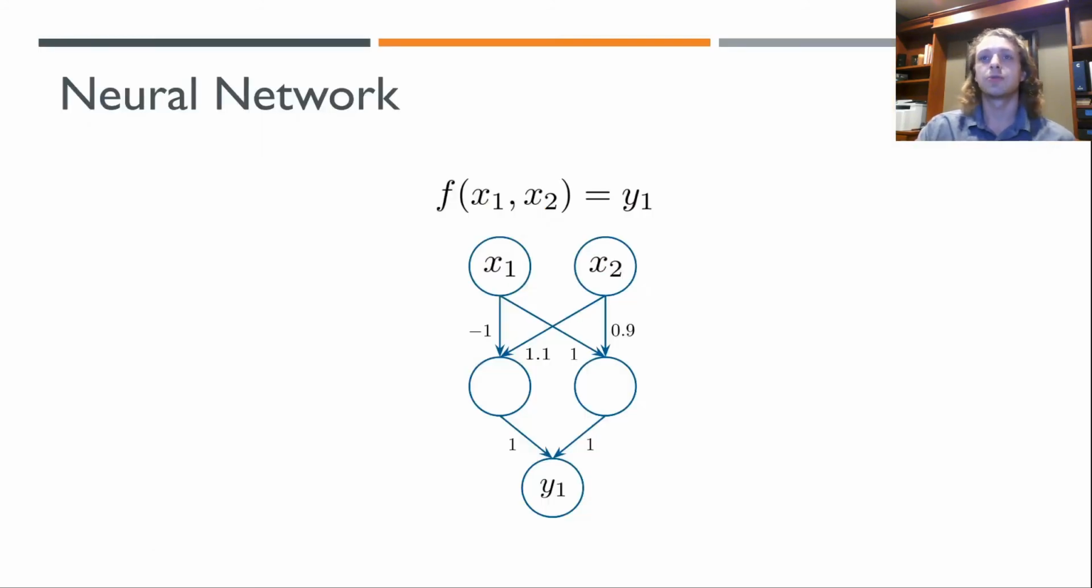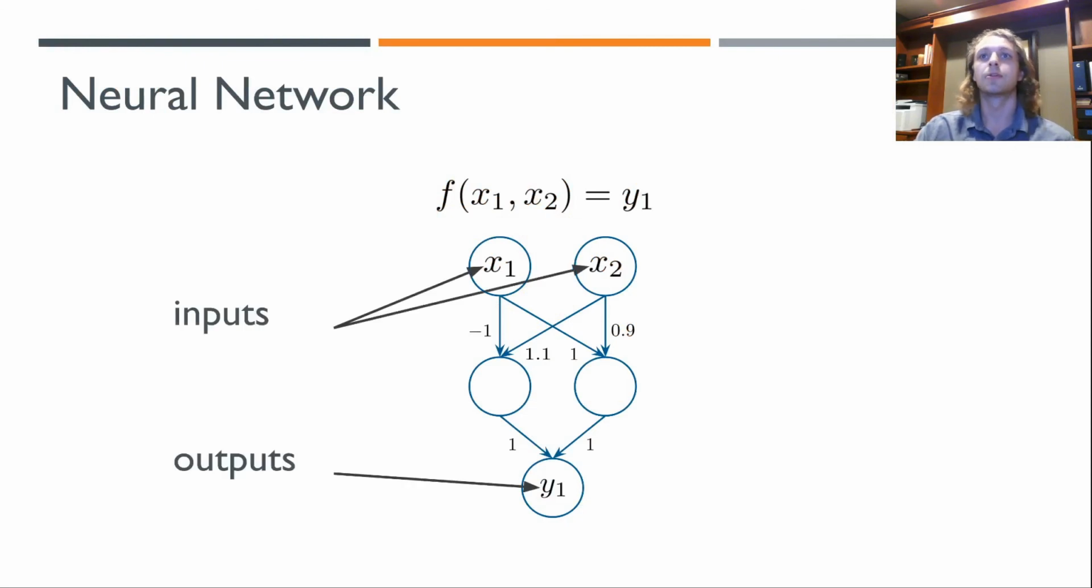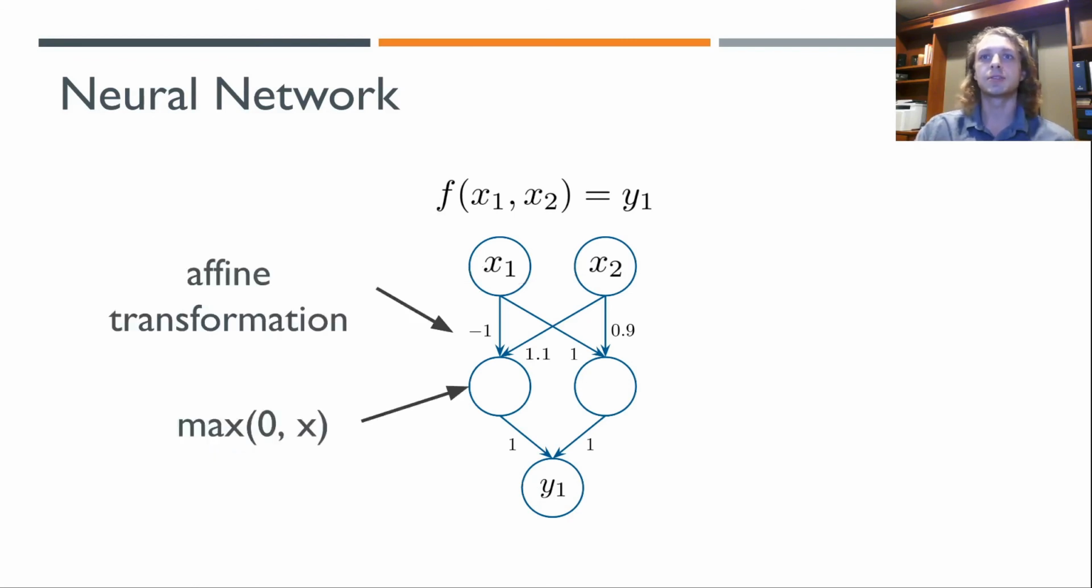So first I'll define what a neural network is. A neural network can be thought of as a mathematical function that takes as input real numbers and outputs real numbers. And it computes its output by taking its inputs and performing a series of affine transformations, followed by performing an activation function. In our case, we focus on the ReLU activation, which takes its input and outputs the max of 0 and its input.